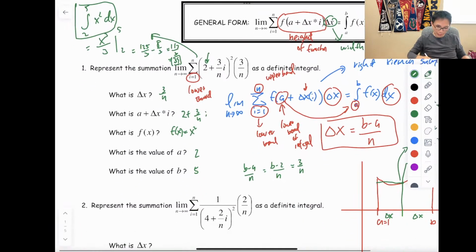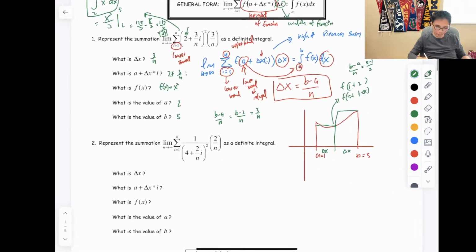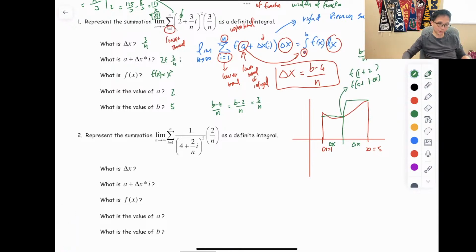So now you're going to try the second one. What will be the second one? So try it. The general thing.